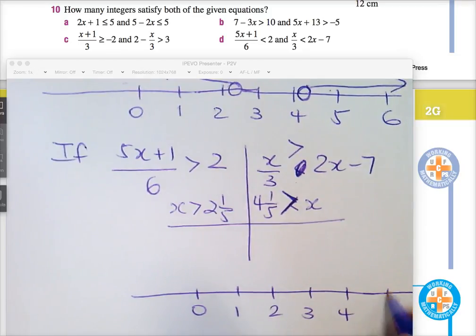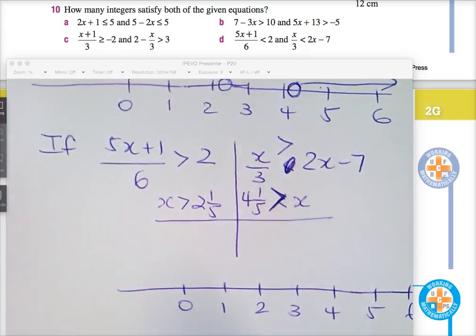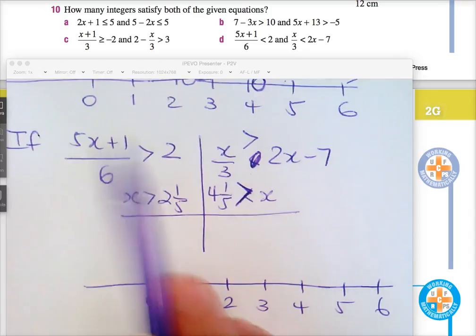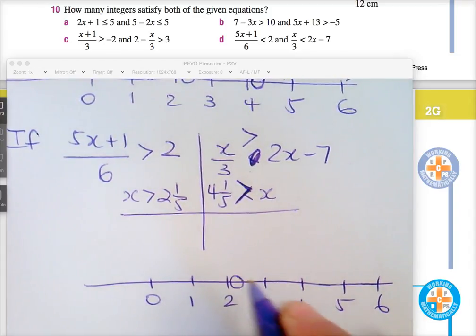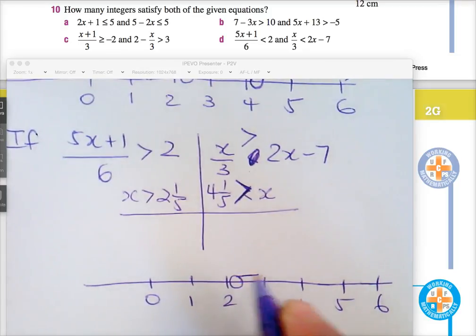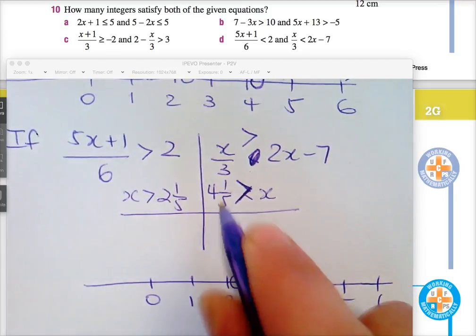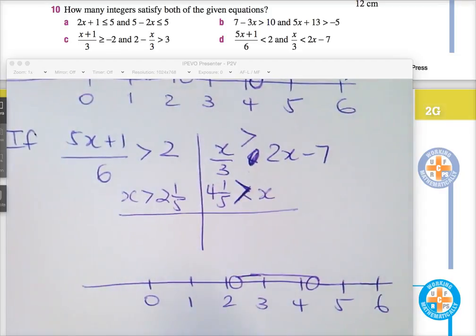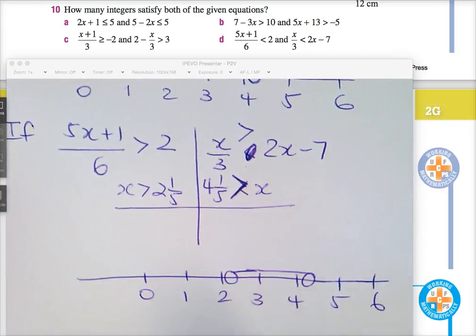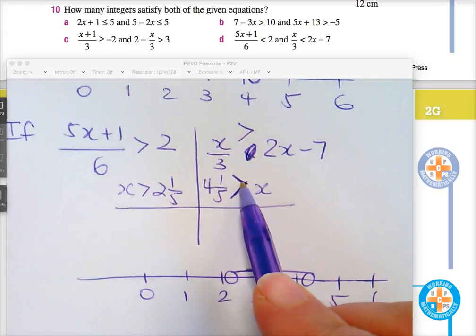So if the inequality signs were turned around, are you watching? So if that's the question and that's the question, these would be the answers. X is greater than 2 and 1/5 is that way. X is less than 4 and 1/5 this way. Right. What happens if you had that solution? Can you see that that means x is less than?